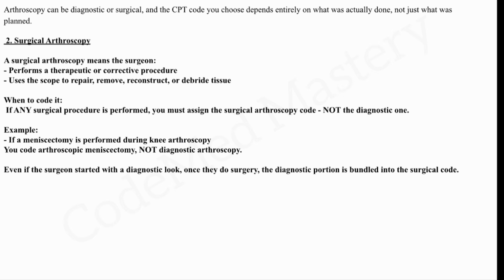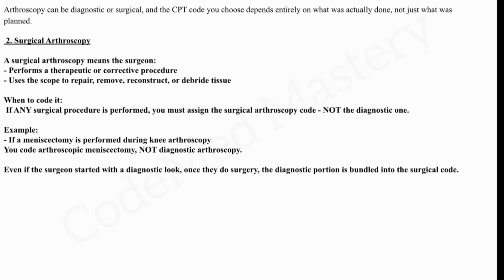Next is surgical arthroscopy. So surgical arthroscopy means the surgeon performs a therapeutic or corrective procedure. He uses the scope to repair, remove, reconstruct or debride tissue. So if any surgical procedure is performed, we have to assign surgical arthroscopy code, not the diagnostic one. For example, if meniscectomy is performed during knee arthroscopy, we'll code arthroscopic meniscectomy, not diagnostic arthroscopy. Because here the surgical procedure is performed. You are not going to code diagnostic code. You have to code for surgical procedure.